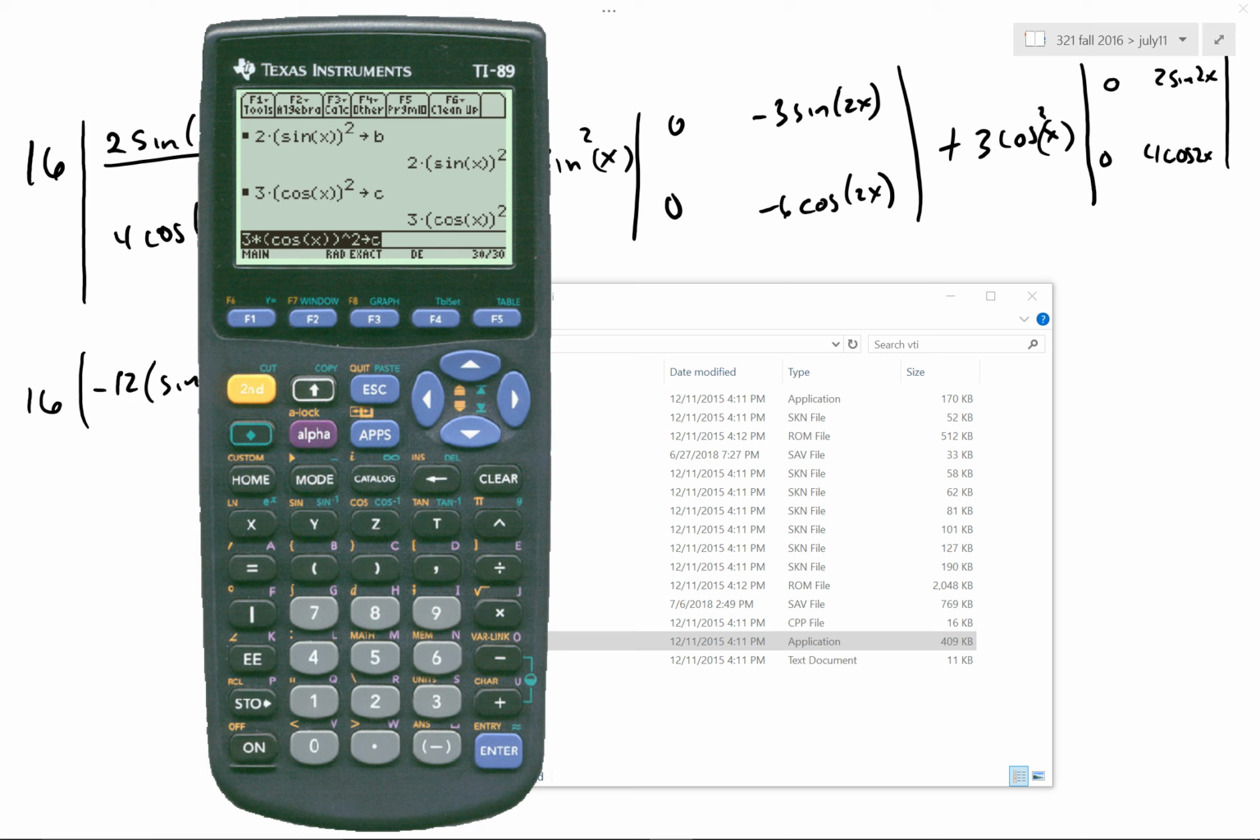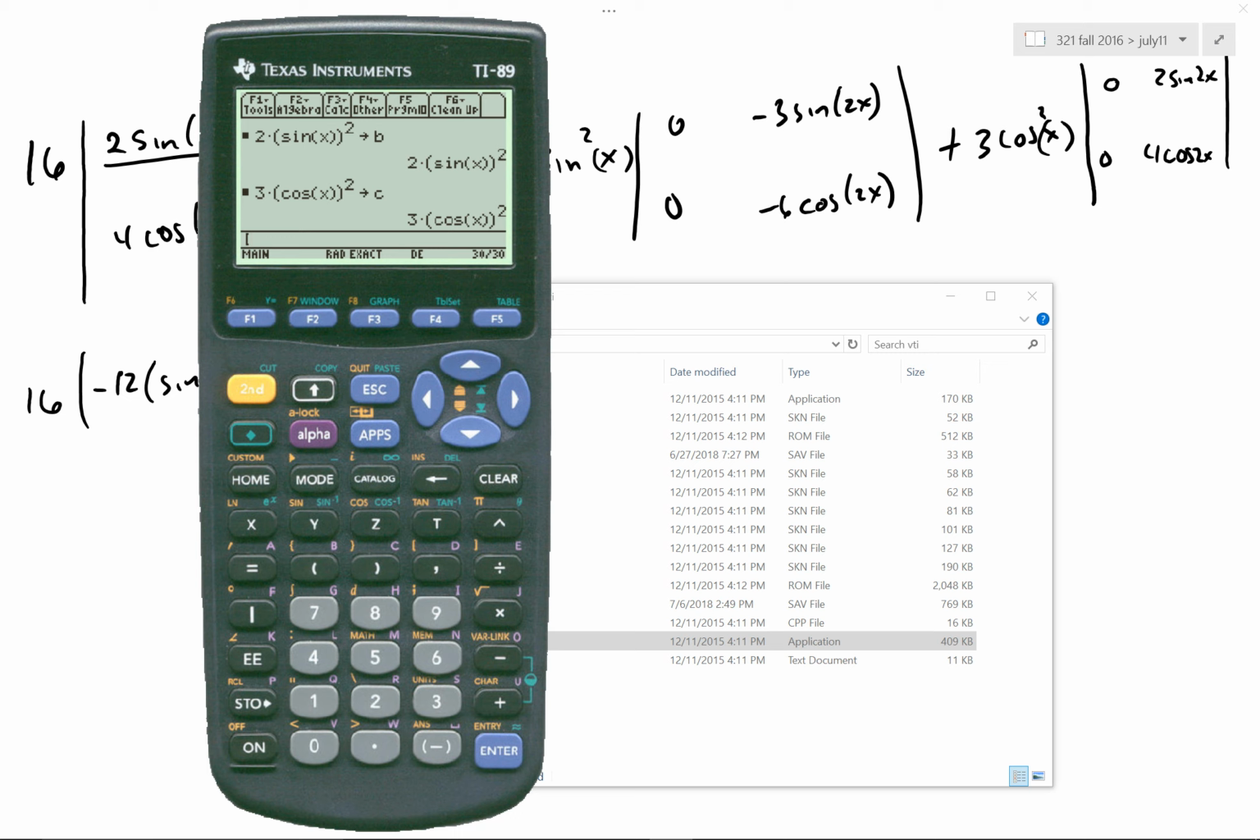So if you've never used the 89 for matrices, you have to open the matrix, and then the notation is top row separated by commas. So we're going to go A, comma, B, comma, C, and then we're going to go semicolon. Semicolon gives you the next row, and then we'll go from there.